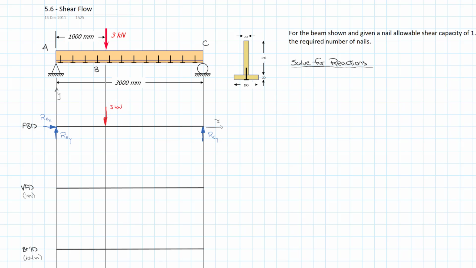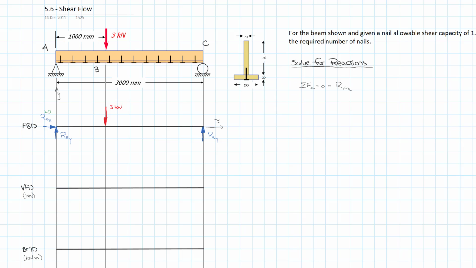And let's get right on for solving for reaction. So we can do the trite one first. So we can say sum of the forces in the x direction is equal to 0. And that tells us that RAX is equal to 0. That's kind of obvious, and we could have just probably written that in there. It depends on the level of rigidity you insist upon.